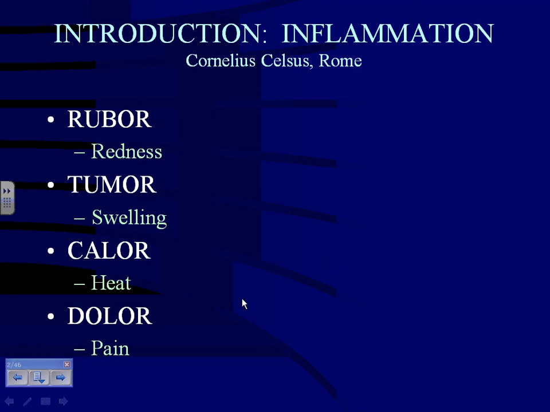All right, just some very general things about inflammation from the older terms from early medical literature. Cornelius Celsus, who was from Rome, described inflammation as having four main features: rubor, tumor, calor, and dolor. Rubor standing for redness, tumor causing swelling, calor referring to heat, and dolor referring to pain. So it's just a very general description of what inflammation can cause clinically.